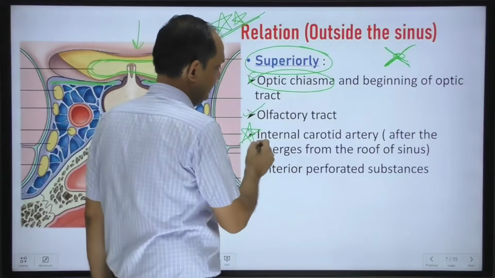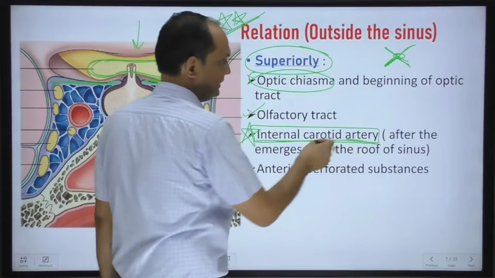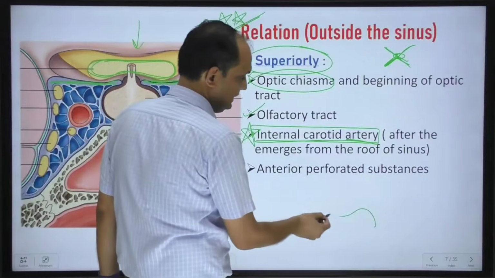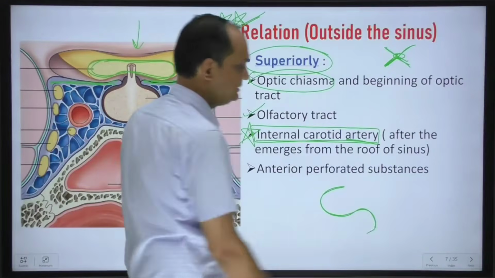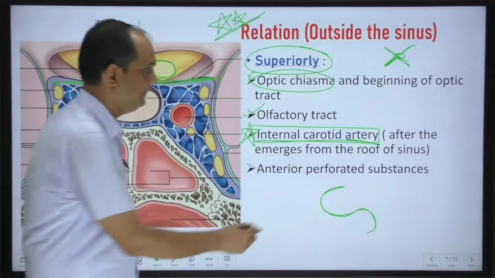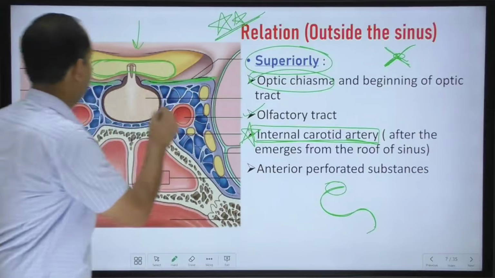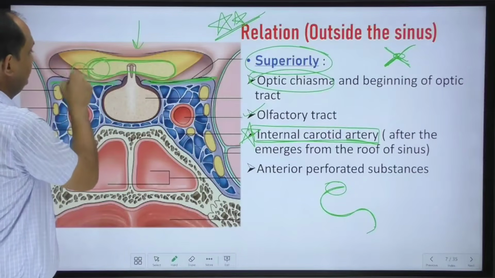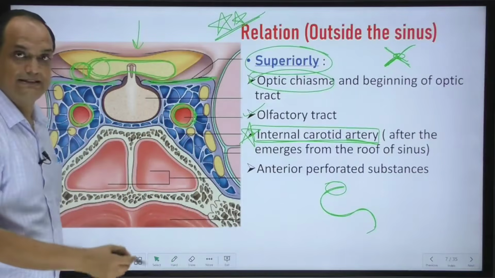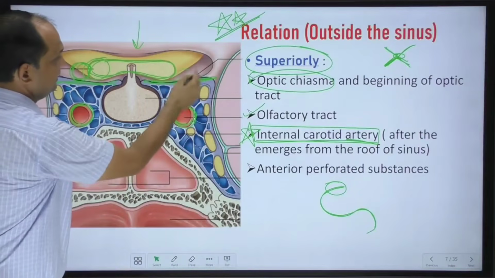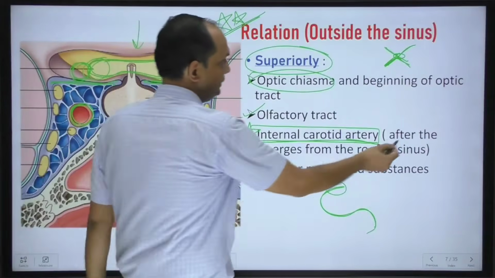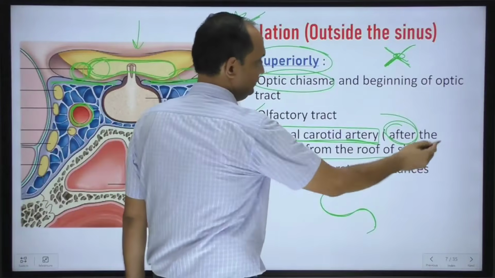Now this is something important. When we see this artery in the coming slide, you will realize that this artery has an S-shaped course that is known as carotid siphon. So when you see the carotid siphon, its terminal part will ultimately come out here in the roof area. This is the internal carotid artery which you can see right now in this sinus, and this artery will make a turn and come out here. So that will ultimately reach the roof. That's why it is written that it emerges from the roof.